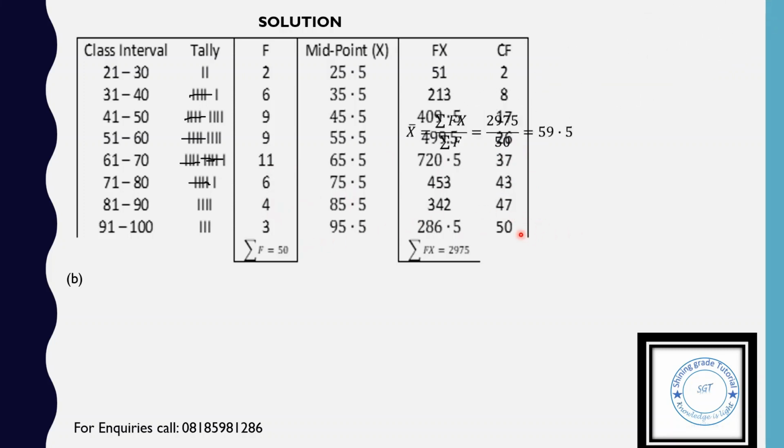Alright, so now let's get B. We have been able to get the frequency distribution table, which is A. A has been answered. So B, our mean will be, arithmetically, summation fx over summation f. Summation fx is 2975 and summation f is 50. So 2975 divided by 50 will give 59.5, and that will be equal to 59.5.